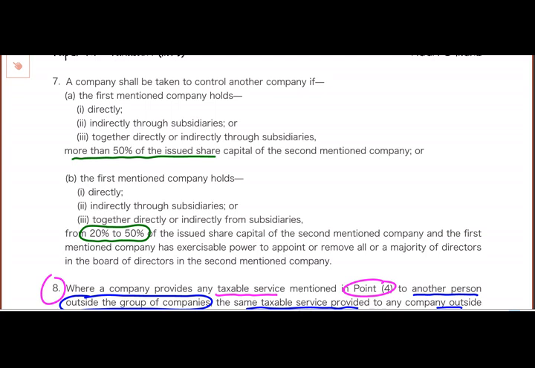But you have the power to appoint or remove all or the majority of the directors. It must be all or the majority of the directors. If you only have power to appoint one director but it's not the majority, then that's not a group. But if you have power to appoint or remove all or the majority of directors, even if you only hold 20 to 50 as an associate, for example, then it will still be considered a group. So that's the whole idea about group, whether we impose service tax or not.